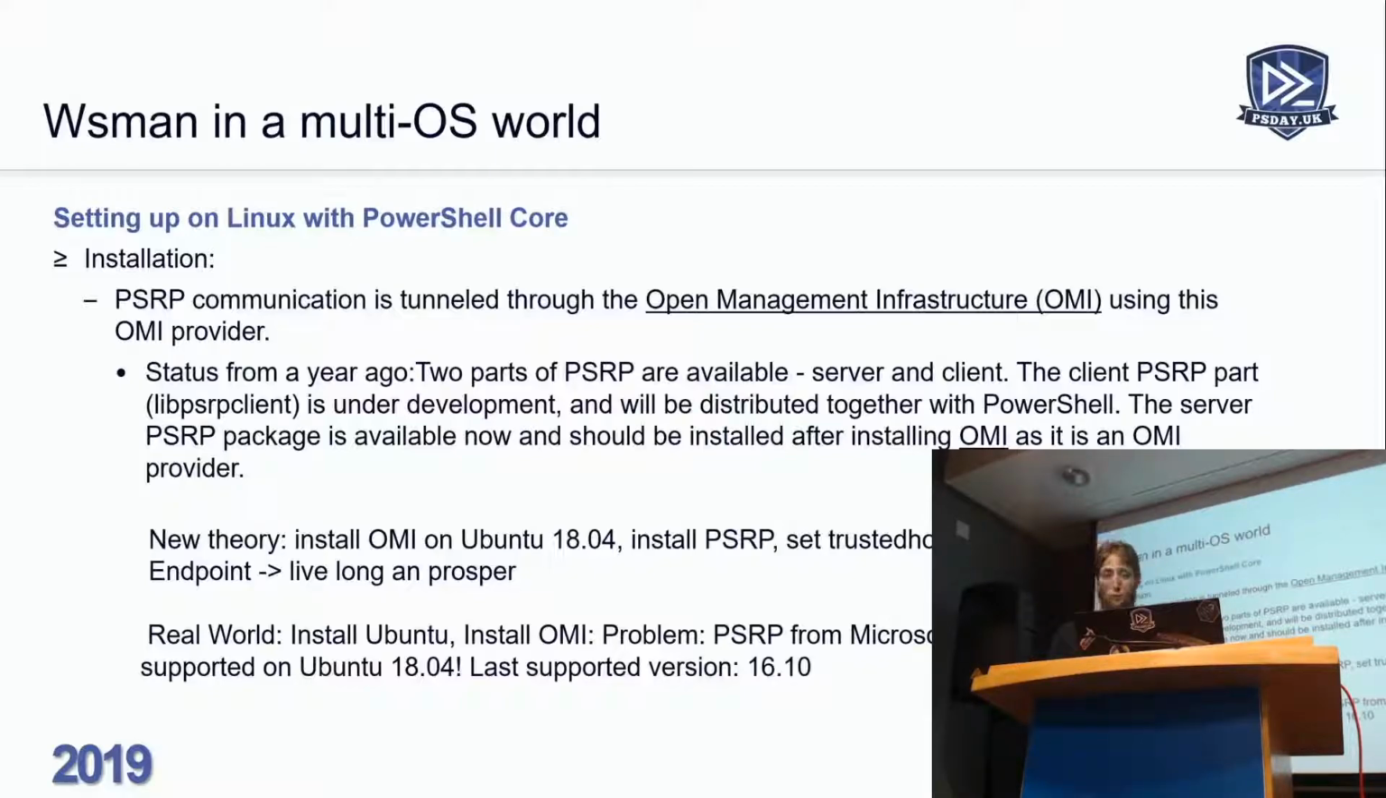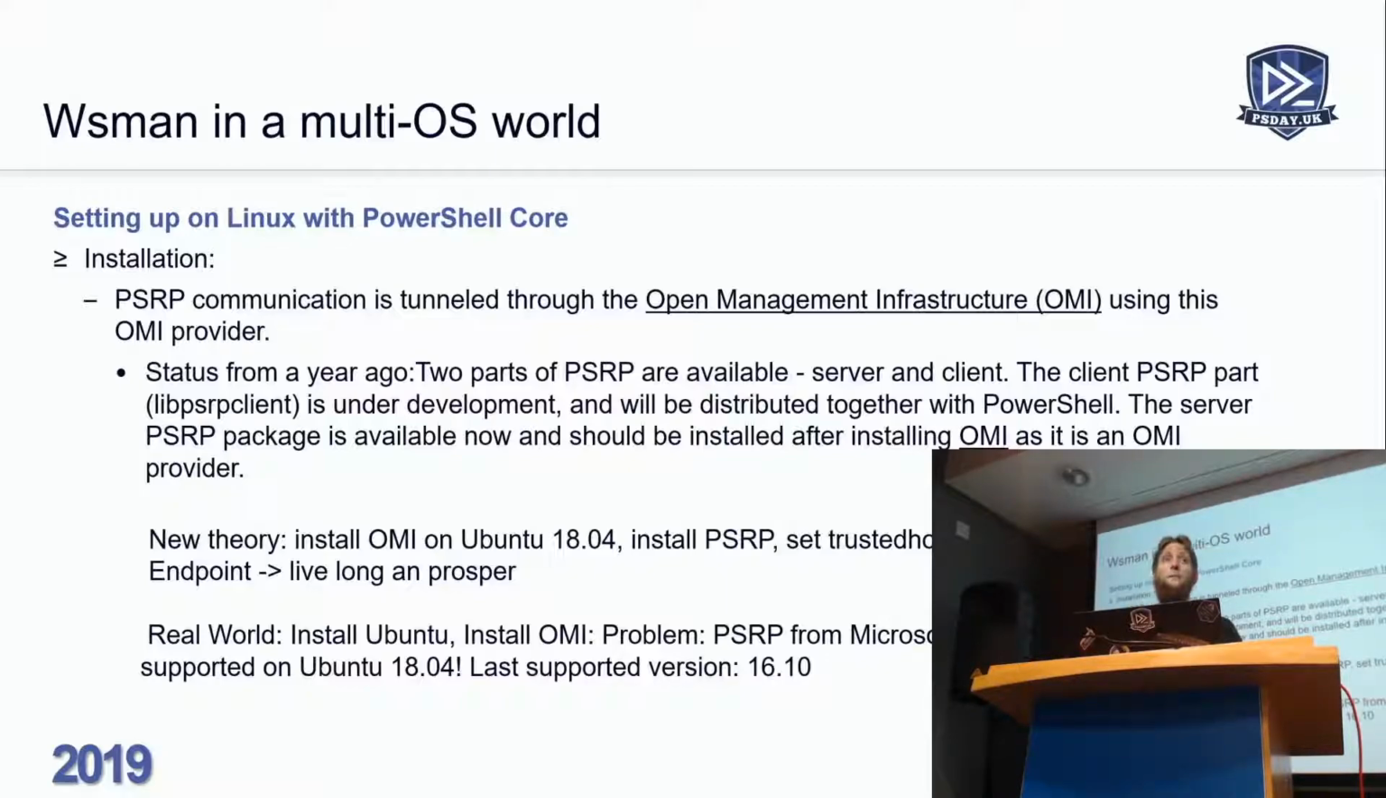Ubuntu installation, great. OMI, yes, works. It is installable from the Microsoft repository, but the PSRP client from the Microsoft repository is only supported on Ubuntu 16.04 and not 18.04. So I decided, no, I don't want to go to 16.04 because I don't want to use very old operating systems. I just don't want to do that. Oh, 16.10, sorry, is the latest supported version.